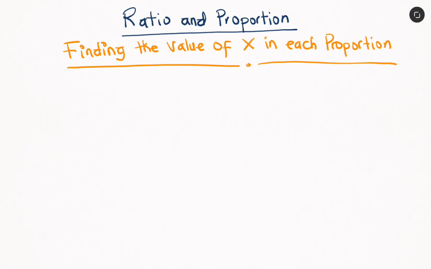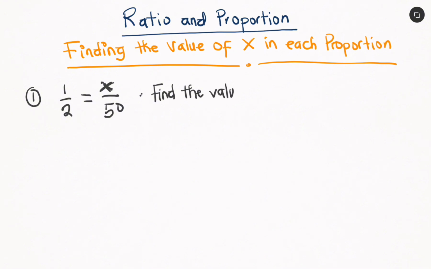All right, so let's have a look at number 1. We have 1 over 2, which is half, is equal to x over 50. We are to find the value of x. Now to solve this, it is very easy.